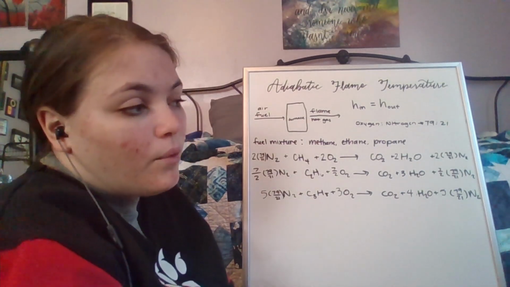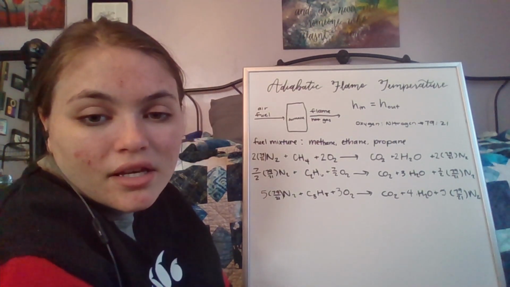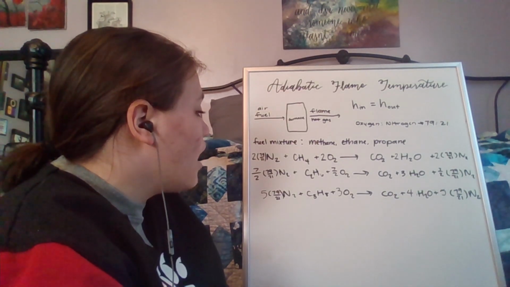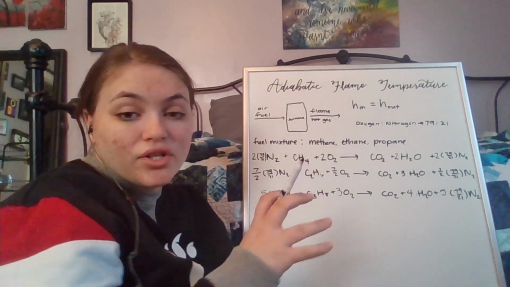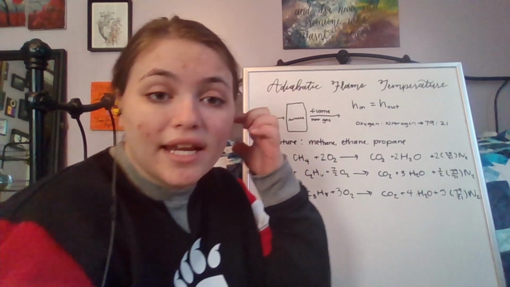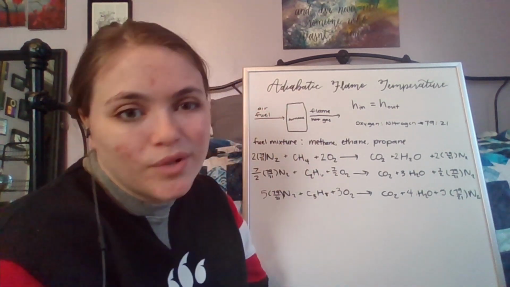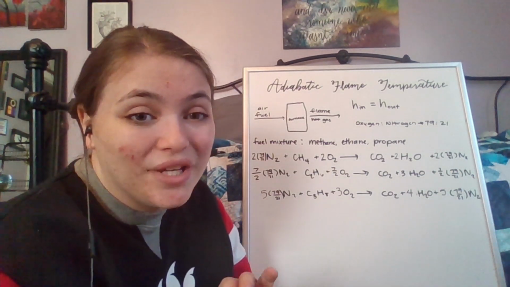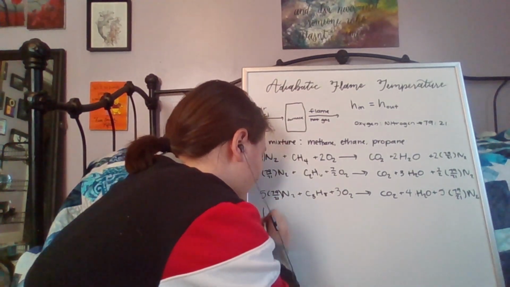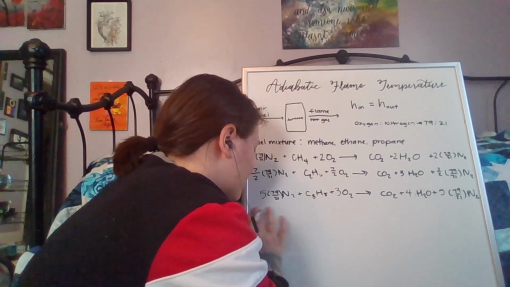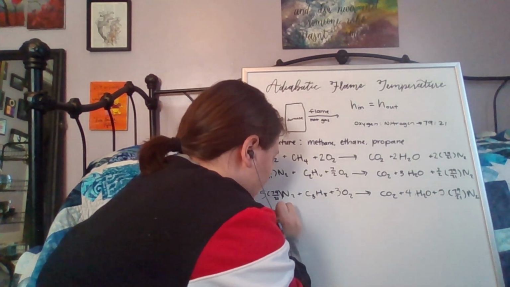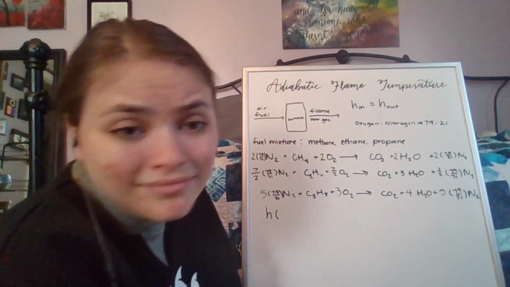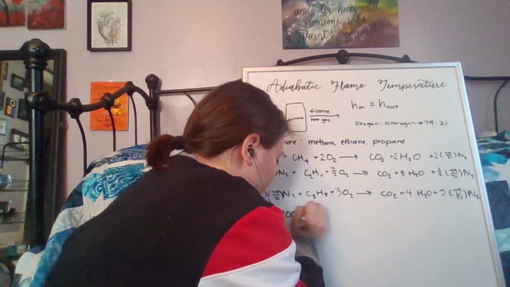And so what we're going to do from this is talk about the equation that we need for calculating the enthalpy at the end. Yes, we know that it's equivalent, but in order to find that temperature, we need to figure out that enthalpy. So we have our enthalpy, and let's say our final temperature is going to be 2000 Kelvin.